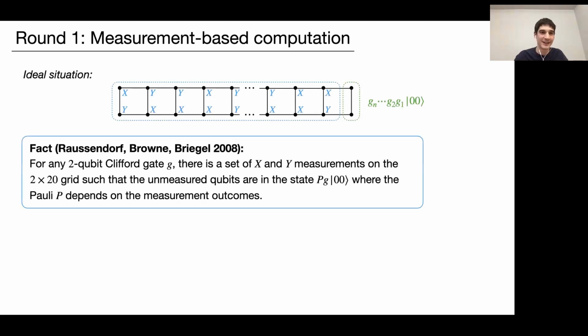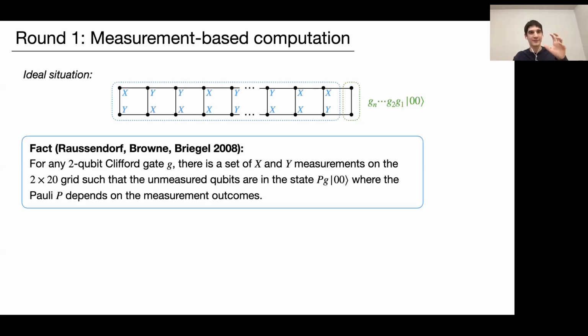So we're going to use a lemma by Raussendorf, Browne, and Briegel. They pioneered this one-way computation technique, which says that if you want to apply some 2-qubit Clifford gate G, it suffices to measure some 2x20 grid in some particular X and Y bases, such that after you've measured like 18 of these qubits, like the number 20 doesn't really matter, it just has to be a sufficiently large constant.